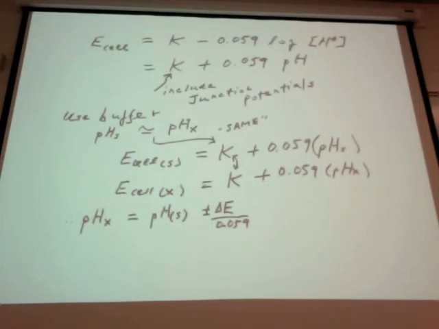So in the real world, remember, one buffer solution is not universal for all pH.